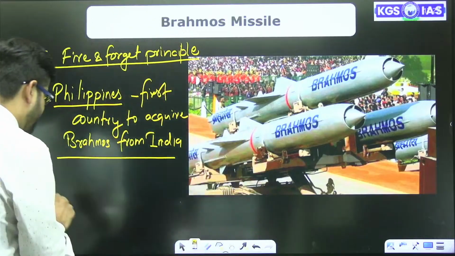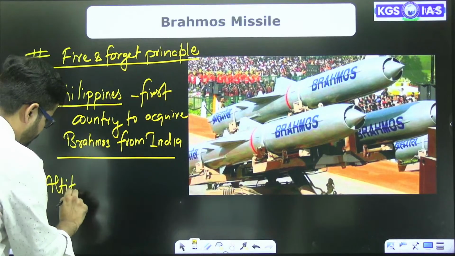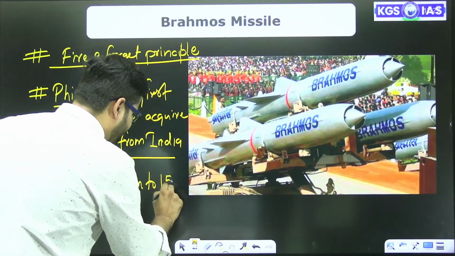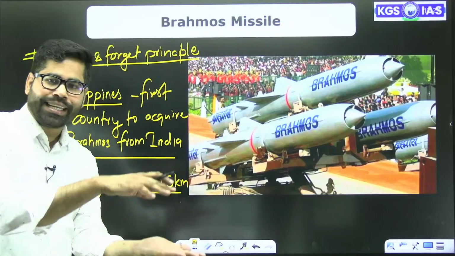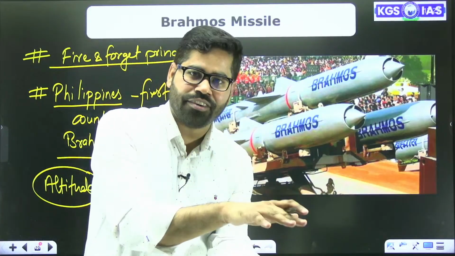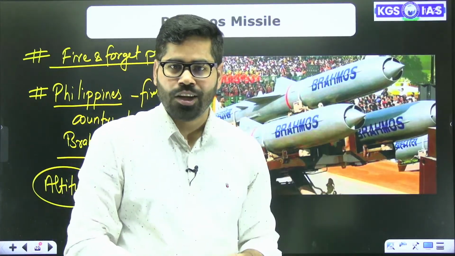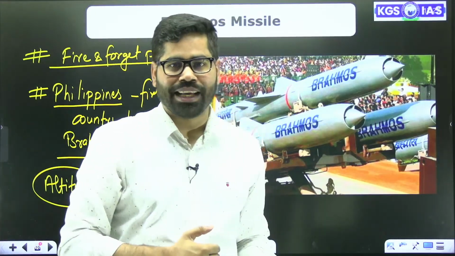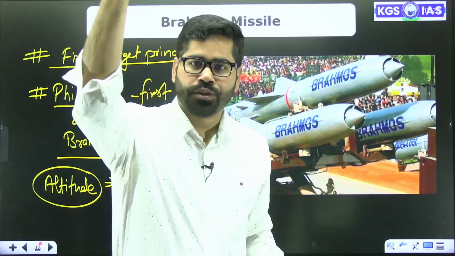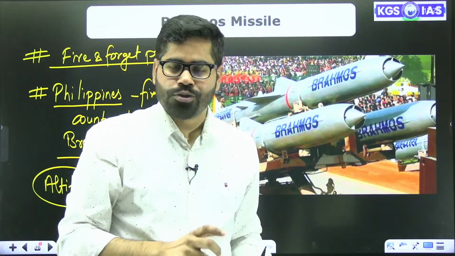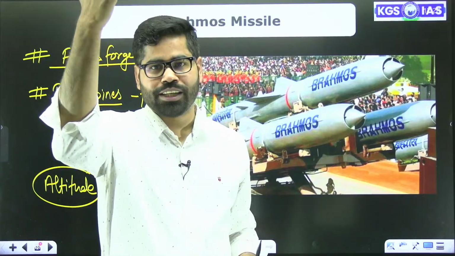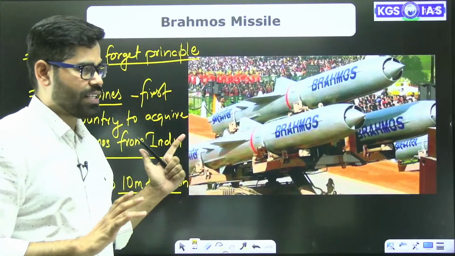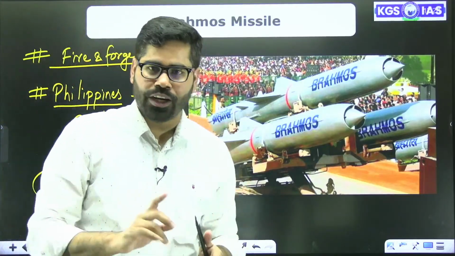If we talk about the altitude of operation, it can be from 10 meters to 15 kilometers. It means that on the sea surface, it can be traveling at just a height of 10 meters, and it can go even up to 15 kilometers in altitude. So from the lower portions to even higher portions, it can be traveling in our atmosphere. So that is about the Brahmos missile. Now this is the first part.